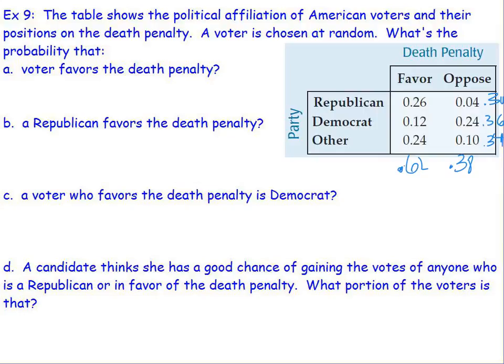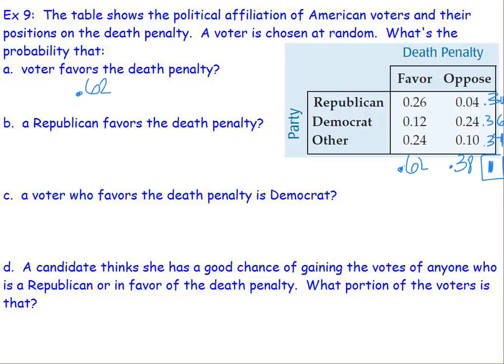Okay, so let's take a look at our original question. Oh, wait a minute, we forgot the overall total. 0.62 plus 0.38 just happens to be 1. Why do you think this adds up to 1? Well, because they're all percentages, and 100% is the same thing as 1. So the first question is straightforward. We simply want to find the probability that the voter favors the death penalty. So it's just asking what was the total for favoring the death penalty. Well, that was 0.62.